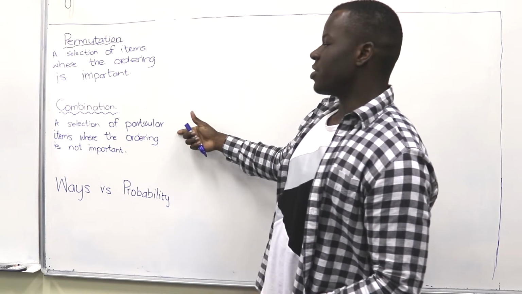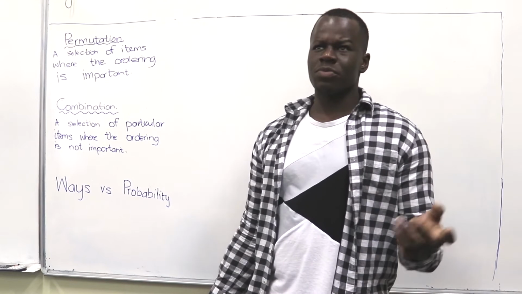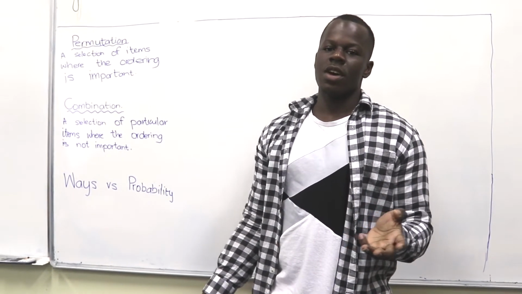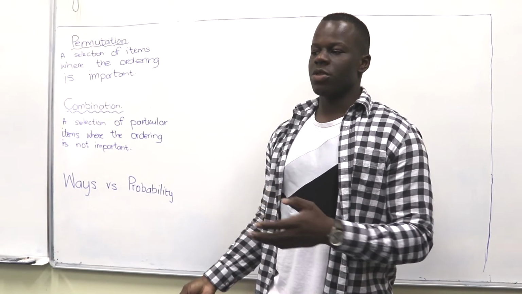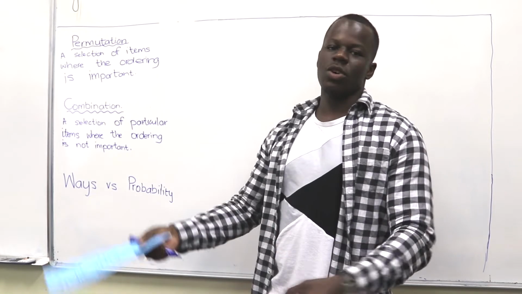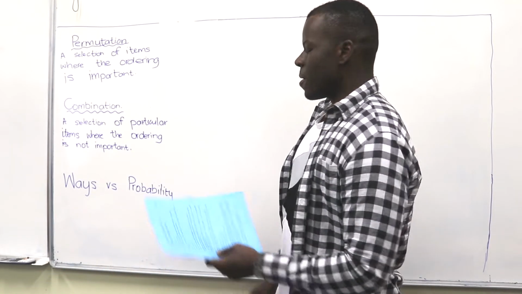But a combination is a selection of particular items where the ordering is not important. So if you have three people running a race and one finishes first, second, and third, you can choose from those 50 runners, you can choose that combination any way you like, depending on who wins the race.